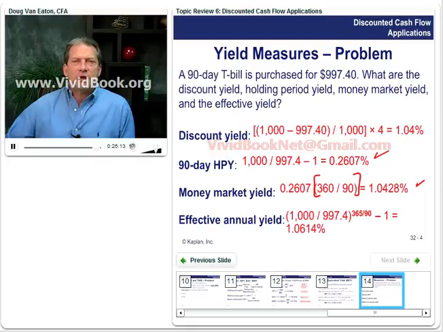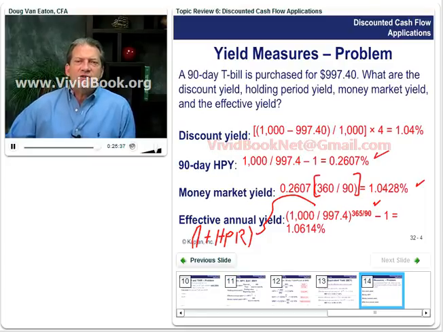Our effective annual yield reflects compounding, so it's going to be a little bit higher. Let's see how much higher. We can take ending value over beginning. Now remember, what's in that parentheses is also 1 plus the holding period return or yield. Take it to the power 365 over 90, subtract 1, and we find our annual effective yield is in fact a little bit higher, 1.0614%. So again, everything lines up.